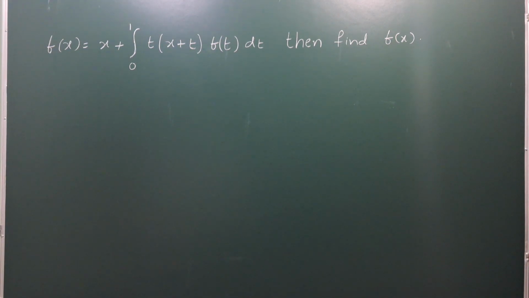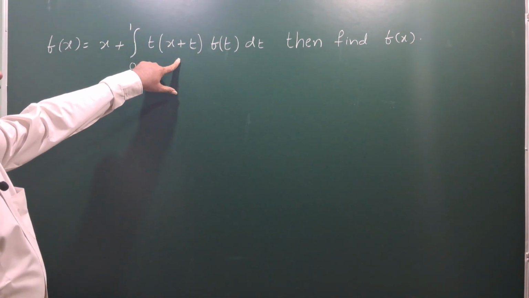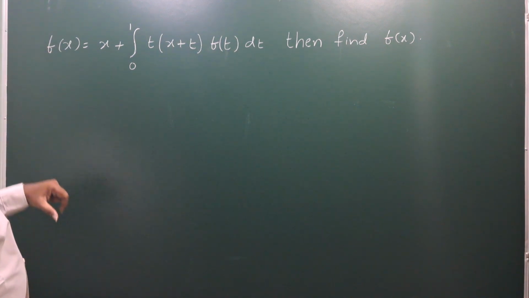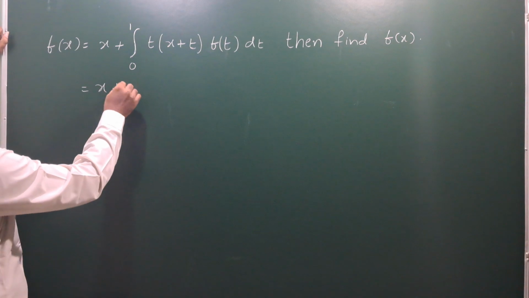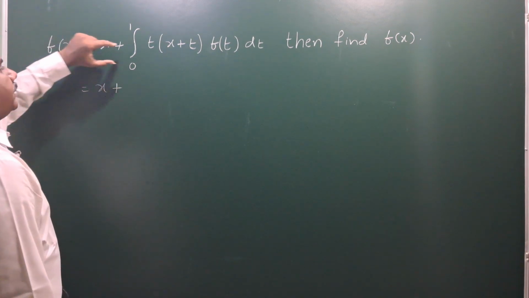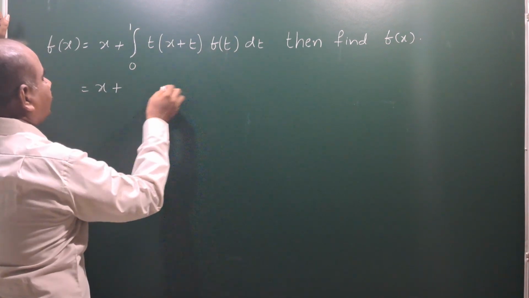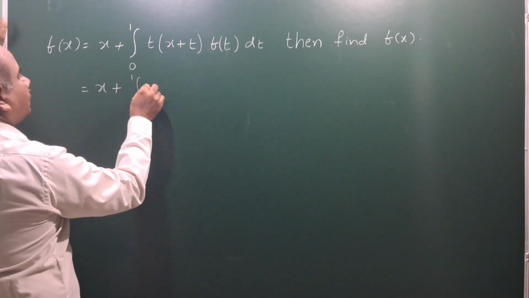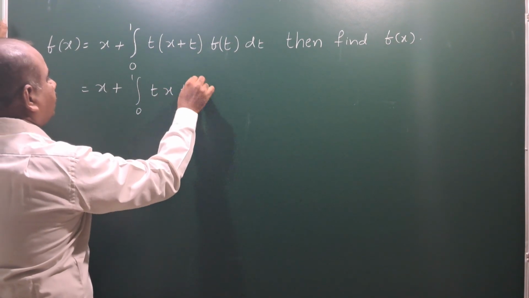Next one, f(x) is equal to x plus the integral from 0 to 1 of (t x plus t) f(t) dt. We have to find the function f(x). Okay, so let us see this. Here, x plus, we have to multiply t into x into f(t) dt. That means the integral from 0 to 1 of t into x into f(t) dt.